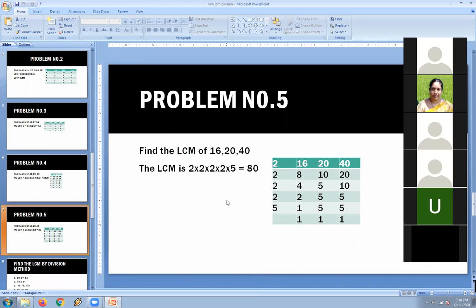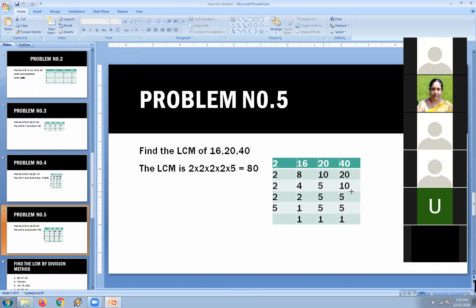Nothing, ma'am. Okay, okay. 16, 20 and 40 are the three numbers. We need to calculate the value of LCM. Now let us divide this 16, 20 and 40 with the help of the 2 tables. So 2 8s are 16, 2 10s are 20, 2 20s are 40. Then 8, 10 and 20 are the three numbers. So again we can divide by 2. 2 4s are 8, 2 5s are 10, 2 10s are 20.